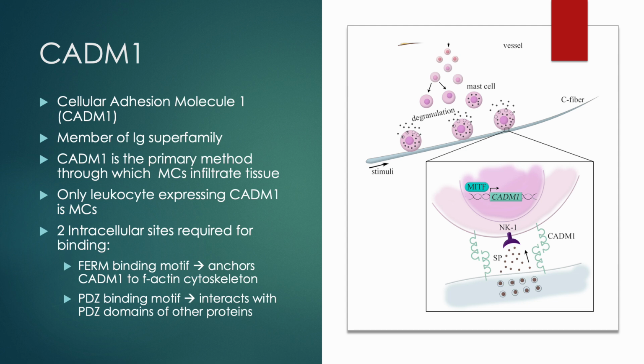If we see that cells send out chemotactic signals that recruit mast cells, and those mast cells can recruit more mast cells, that just leads to more and more degranulation. The mast cells have two intracellular sites that are required for binding. There's a FERM binding motif, which anchors the CADM1 molecule to the cytoskeleton. There's also a PDZ binding motif, and this allows it to bind with the PDZ domains of other mast cells, or other things that are expressing that domain.